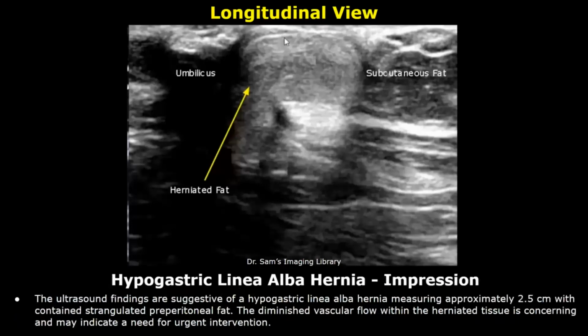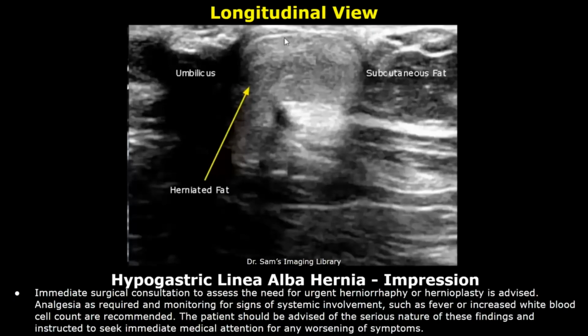This is the impression. The ultrasound findings are suggestive of a hypogastric linea alba hernia measuring approximately 2.5 centimeters with contained strangulated preperitoneal fat. The diminished vascular flow within the herniated tissue is concerning and may indicate a need for urgent intervention. Immediate surgical consultation to assess the need for urgent herniorrhaphy or hernioplasty is advised.